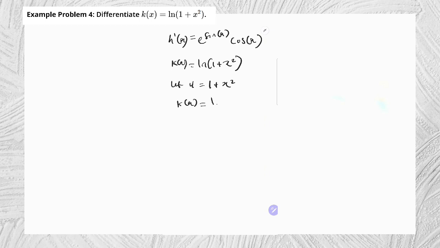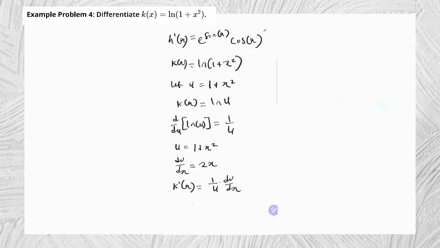Now, differentiate ln u with respect to u, and you get d/du of ln u equals 1 over u. Now, differentiate u = 1 plus x squared, and you are going to have du/dx equals 2x. Now, apply the chain rule, and you have 1 over u times du/dx.